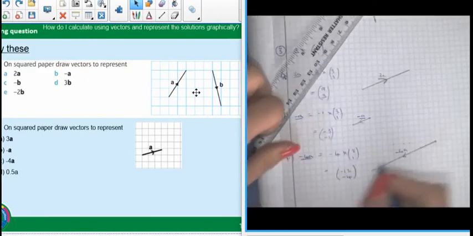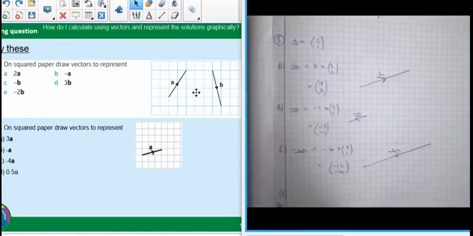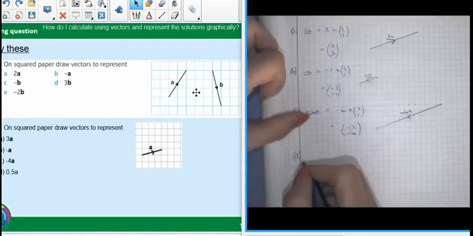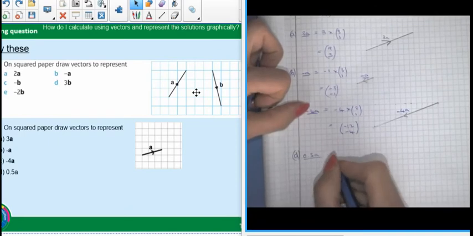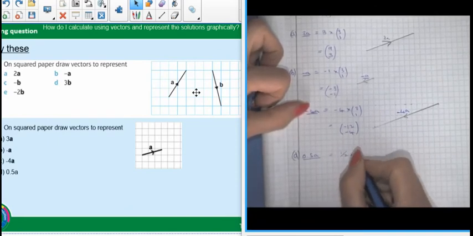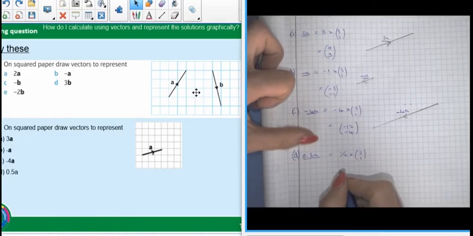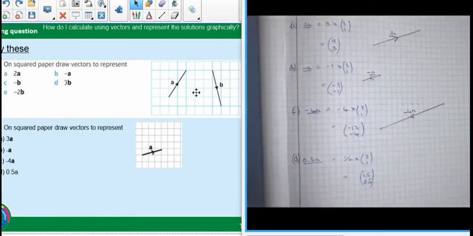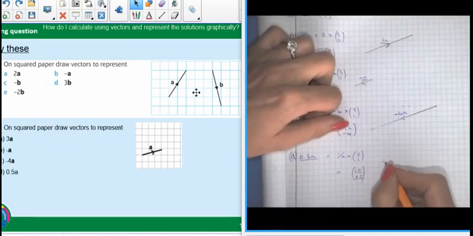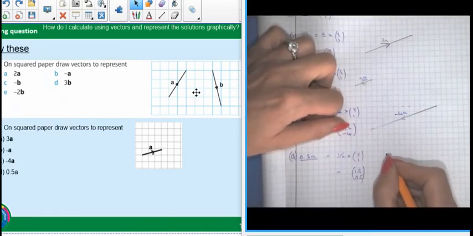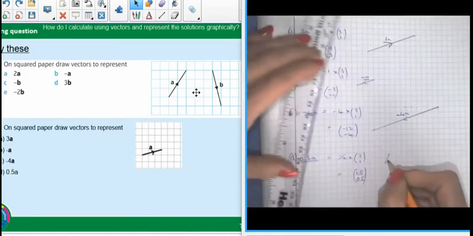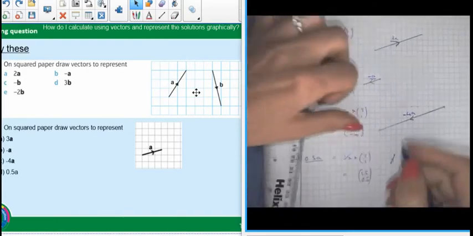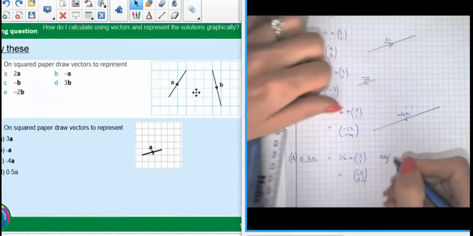Negative 4a. And last one, these should be getting pretty easy by now, is 0.5a. In other words, a half a. So that's equal to 1/2 times (3, 1), which will give us (1.5, 0.5). I start here, 0.5, 1, 1.5. So, teeny little vector, 0.5a.